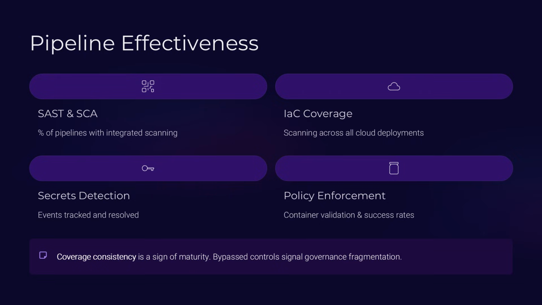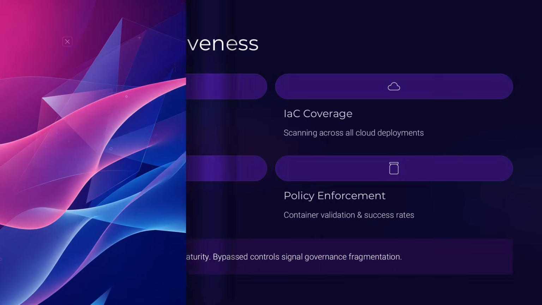To ensure security is effectively embedded into CI/CD, monitor percentage of pipelines with integrated SAST, DAST and SCA scanning, coverage across cloud deployments, secrets detection events, container image validation compliance, policy enforcement success rates. If some teams bypass controls, governance fragmentation occurs. Coverage consistency is a sign of maturity.